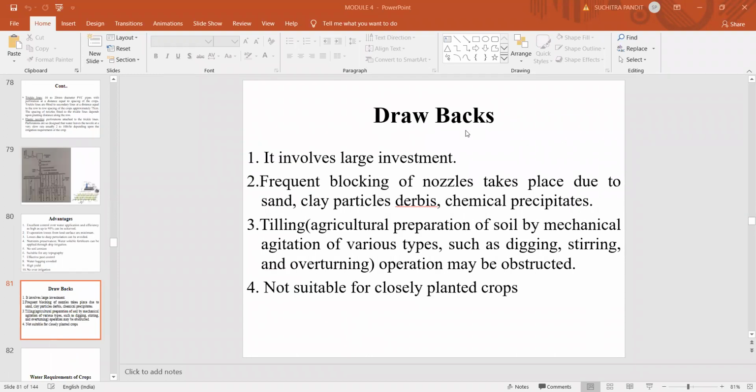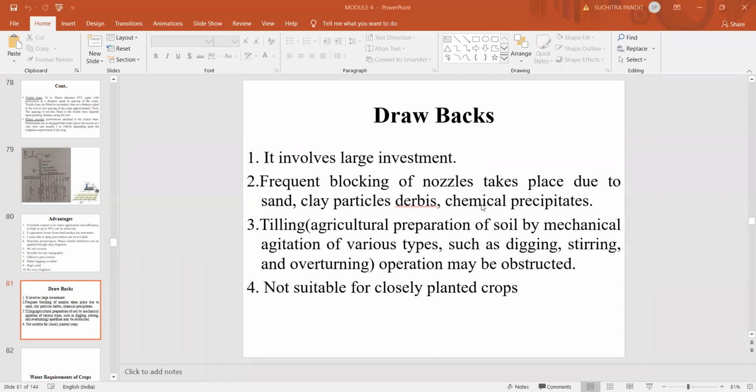Some of the drawbacks of drip irrigation: it involves a large investment. The initial cost will be very high, and frequent blocking of nozzles takes place due to sand, clay particles, debris or chemical precipitants. Tilling, that is, preparation of soil by mechanical equipment of various types such as digging and stirring, may be obstructed because it may damage the pipelines. So agricultural activity like plowing or tilling with mechanical equipment cannot be done in the case of drip irrigation because it may damage the main line, sub-mains or the lateral lines.